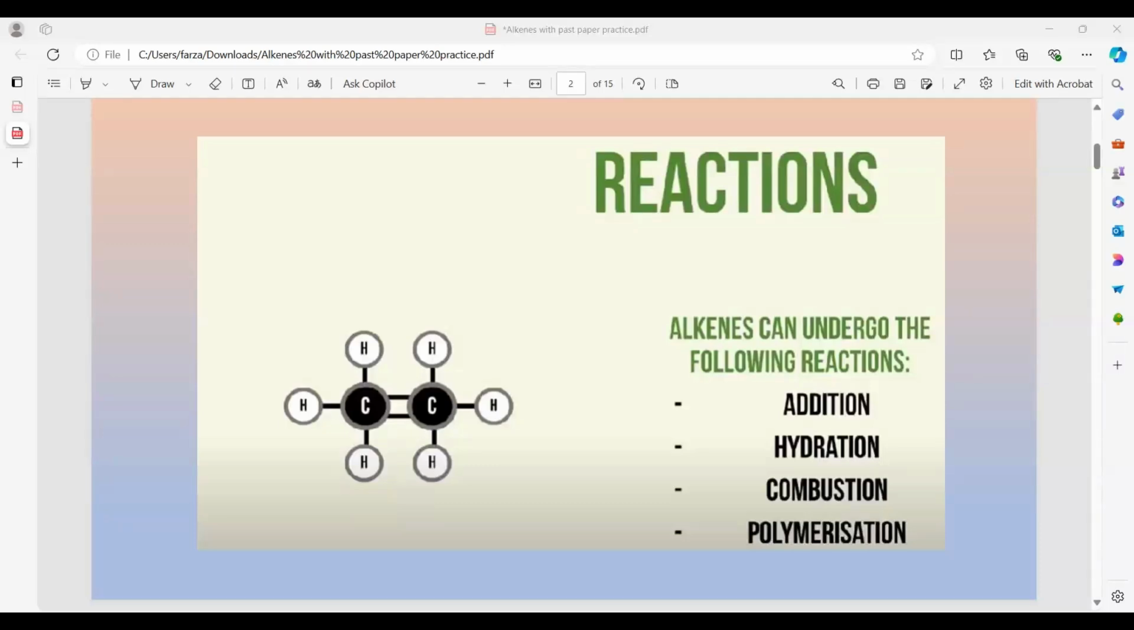Now let's look at the reactions of alkenes as a result of its double bond. So the reactions of alkenes include addition reaction, hydration, combustion, and polymerization. So in this video, we are going to deal with the first three reactions. Polymerization we will do when we are doing polymers.